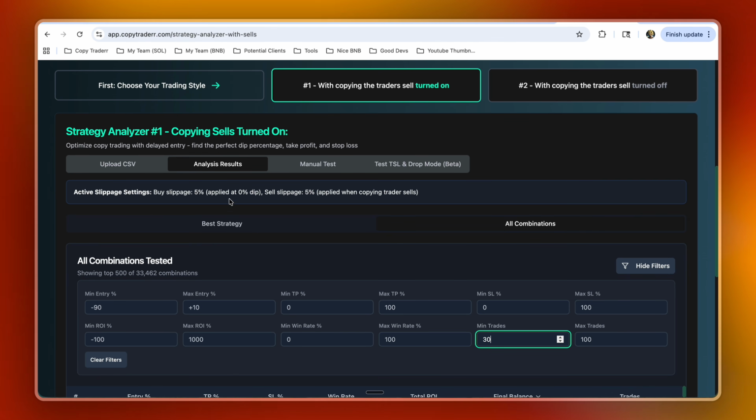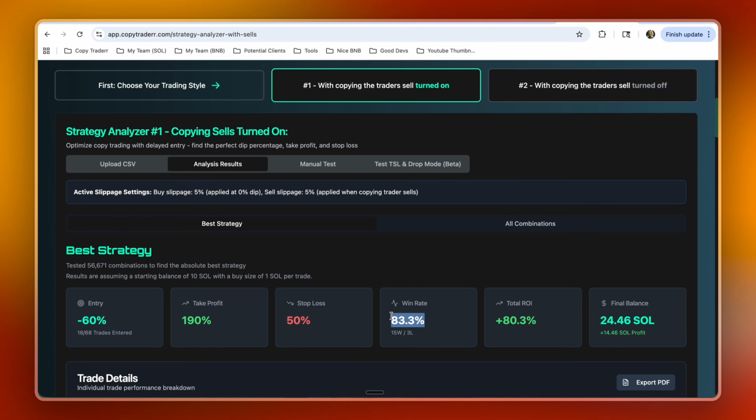But I'm going to choose the original strategy because an 83% win rate, an 80% ROI, and with our market cap filter, we eliminate all losing trades. I really can't beat that right now, but like I said, I want to stress this. I only looked at 63 trades. Using this strategy, we're only getting into 18 trades.